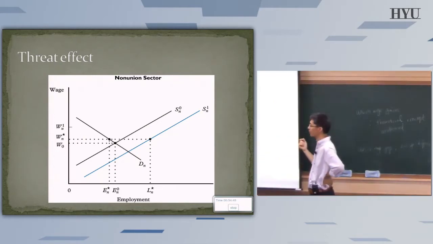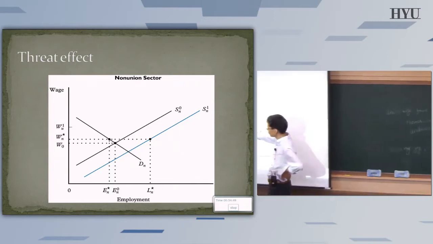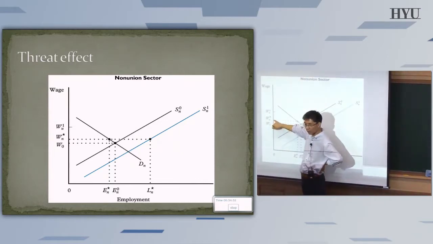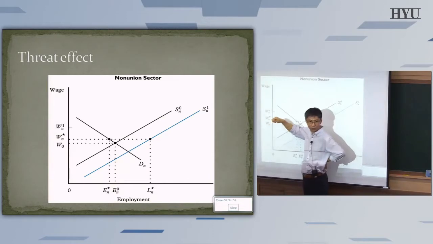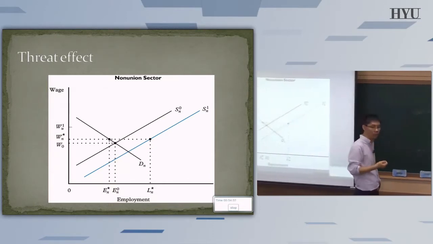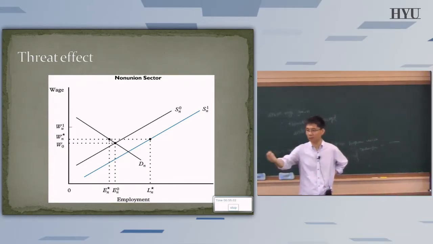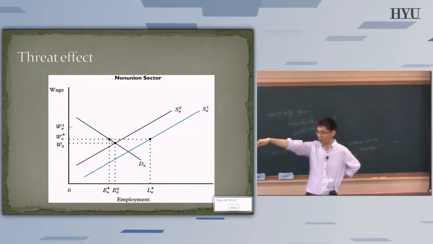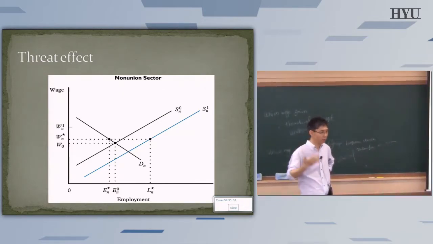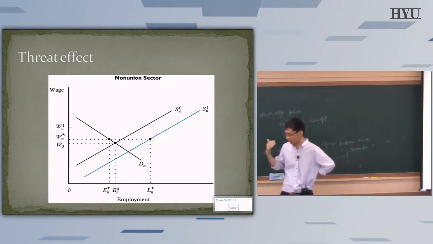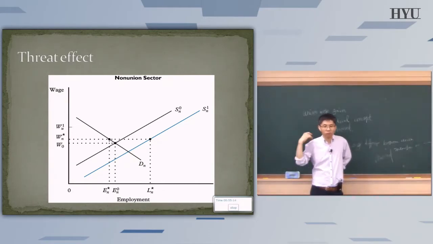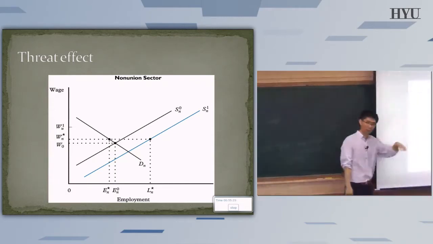The threat effect is the voluntary wage increase from W0 to Wn star given by employers to their workers in response to the threat of unionization. They see unionization in other companies as a threat. Then, to prevent that from actually happening, they have an incentive to give wage increases to their own workers, even without the union. That we call the threat effect.